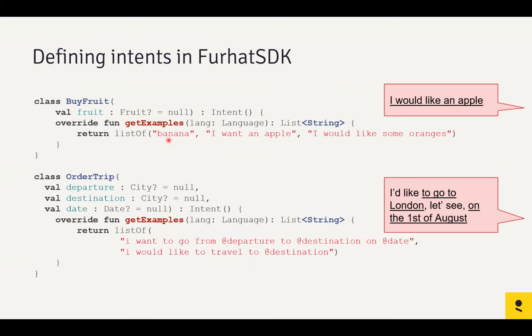And even if we have provided examples like banana, I want an apple, or I would like some oranges, it would also trigger if the user says, I would like an apple. And here is from another example. We are, however, ordering a trip. So I'd like to go to London, let's see, on the 1st of August. Here we have a departure, a destination, and a date. And you define this using the Kotlin code or Blockly.